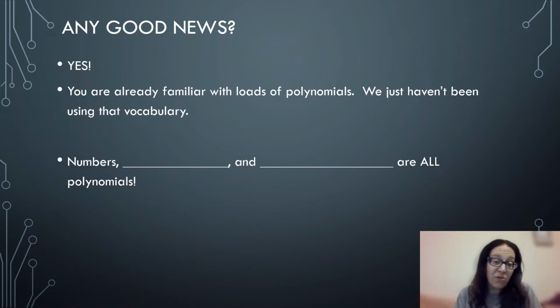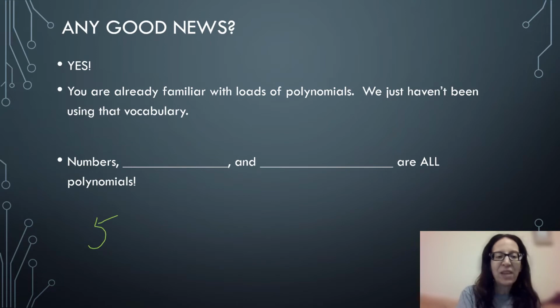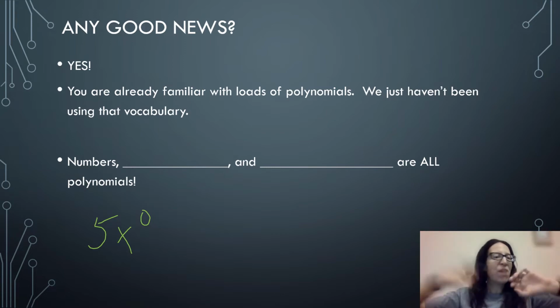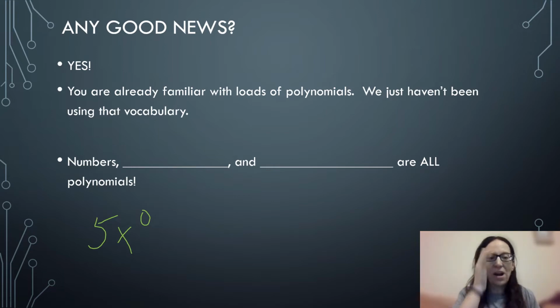So numbers actually qualify as polynomials. If you had, say, the number 5, that could be written as 5x to the 0. Now, I really don't want to get into why x to the 0 is equal to 1, but it is. If you don't believe me, pause the video, grab a calculator. I want you to do like 3 to the 0, 4 to the 0, 5 to the 0. I promise you your calculator is going to tell you it's equal to 1 every single time. So x to the 0 is also equal to 1.